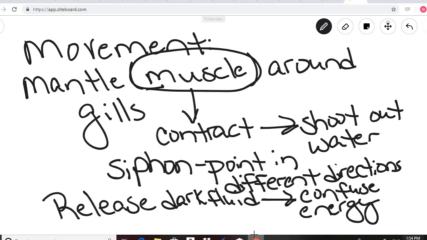So the mantle contracting to shoot out that water, the siphon enables them to direct their movement, and then by releasing this dark fluid, they can confuse or make predators less likely to be able to sense them.